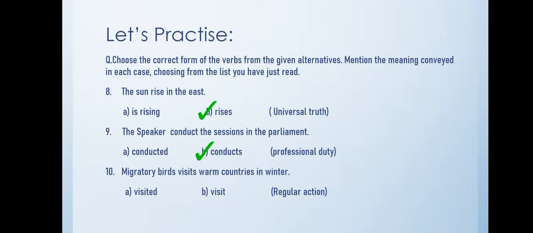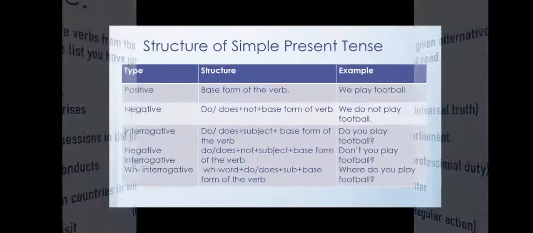Coming to question sentence 10. Migratory birds visit warm countries in winter. It's a regular action, and migratory birds is in plural number. So we'll be choosing the verb in simple present tense, and that will be option... which option? B. Yes. Okay students, I hope this much is clear to you. Now let's move to the next slide.